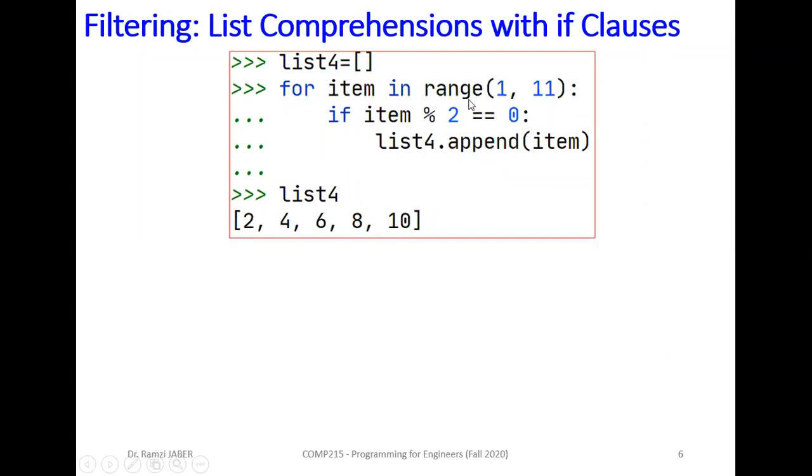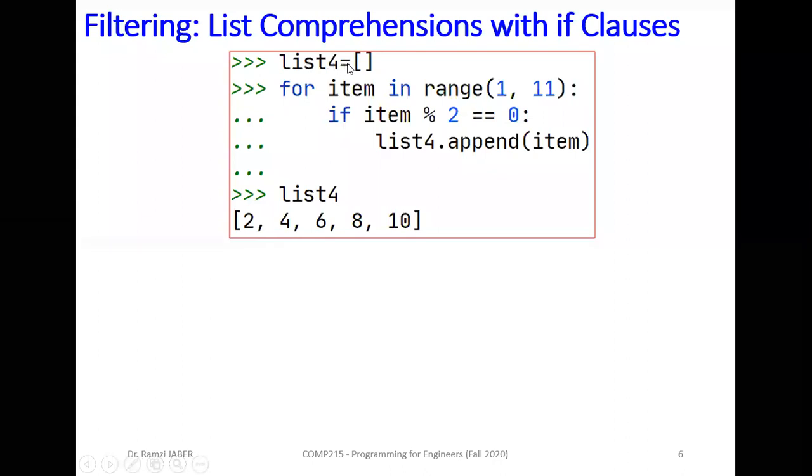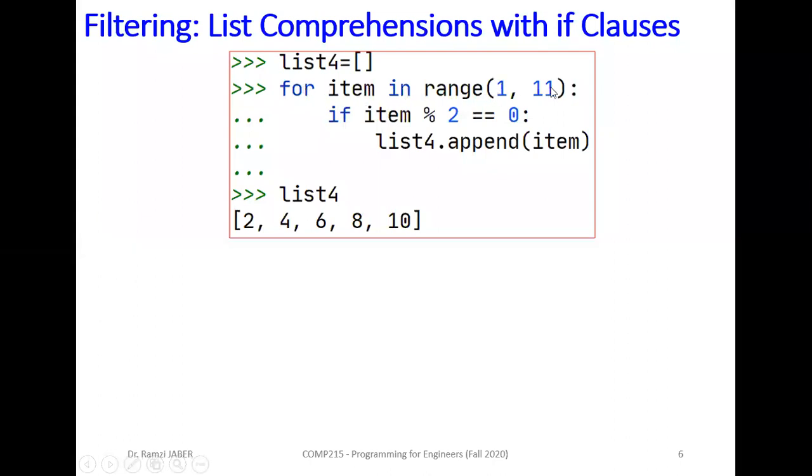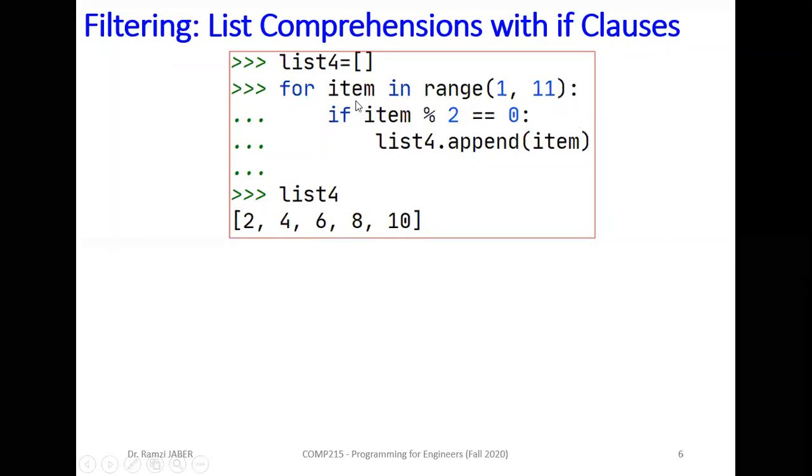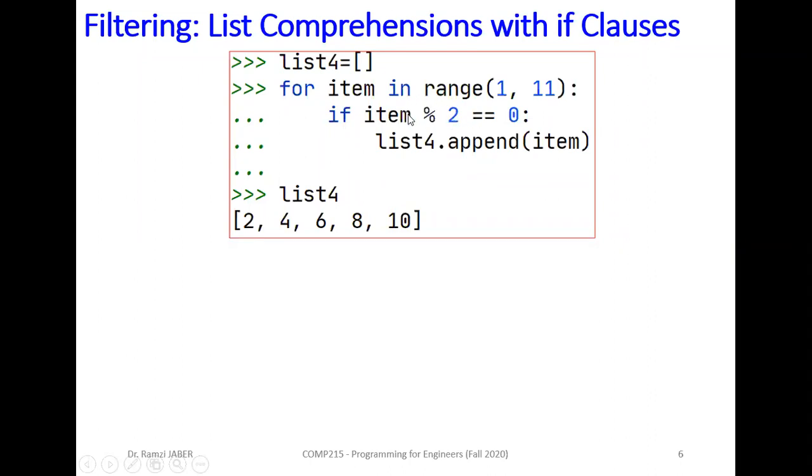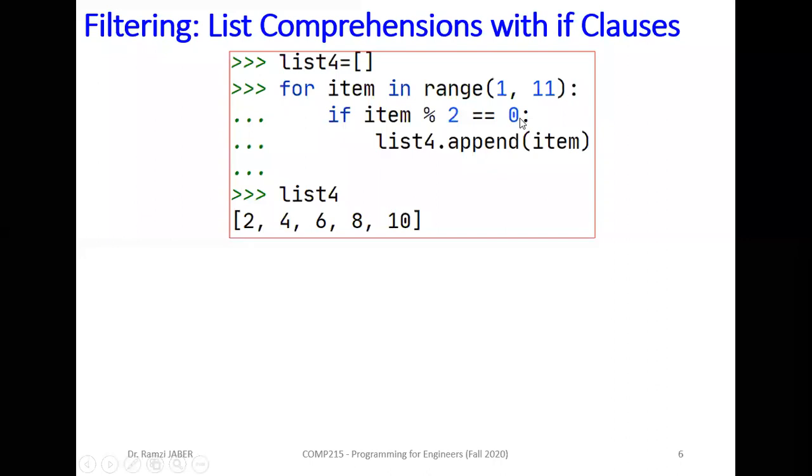Okay, it's basic code. We declare and initialize list 4 equals an empty list. Here we have a for loop, item in range from 1 to 11, so from 1 to 10. If this item modulus 2 equals 0, what does it mean? Guys? Even. Multiple of 2. If the remainder of dividing by 2 is 0, it means a multiple of 2, or an even number.